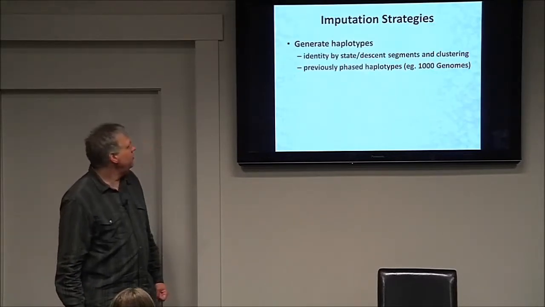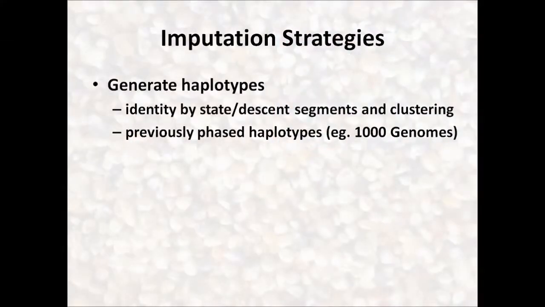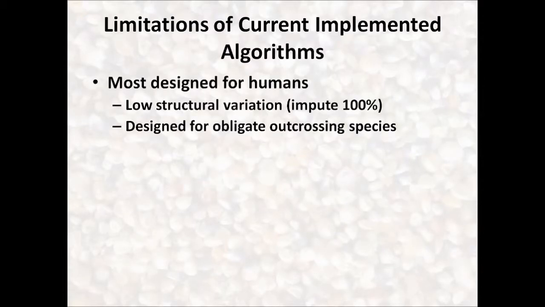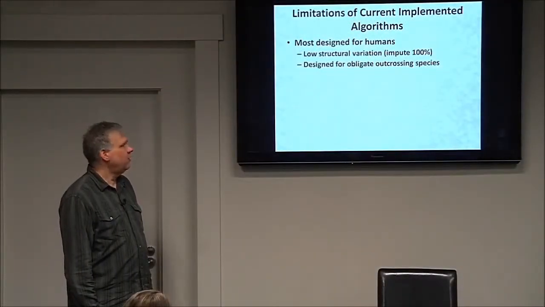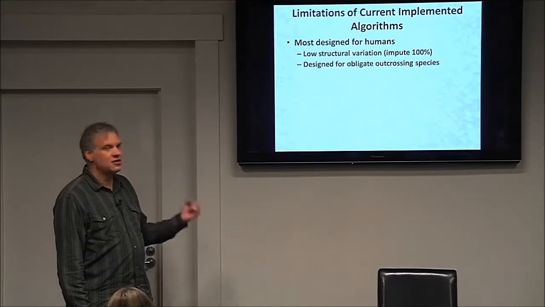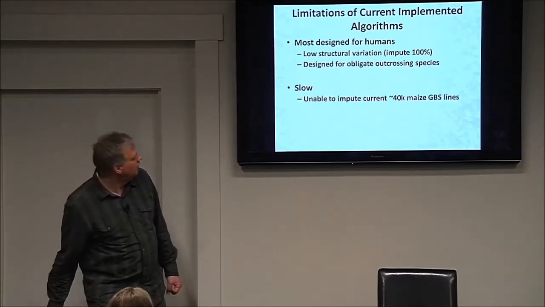Generally when you're imputing, you have to generate haplotypes to start with, and you can use IBD segments and clustering to help identify those. Or like I mentioned, if you're working in humans, you've already got those haplotypes ready from the 1000 Genomes work. Imputing back onto the target samples where the missing data is usually involves some kind of HMM model. The current algorithms out there for imputing were mostly designed for humans, where there's low structural variation, and for obligate outcrossers, where Hardy-Weinberg expectations are used in the calculations. And most of them are quite slow.